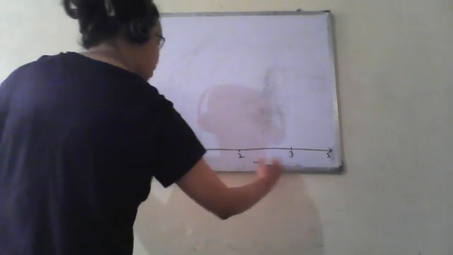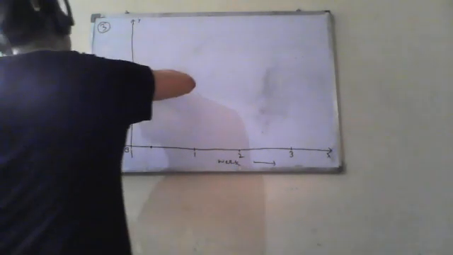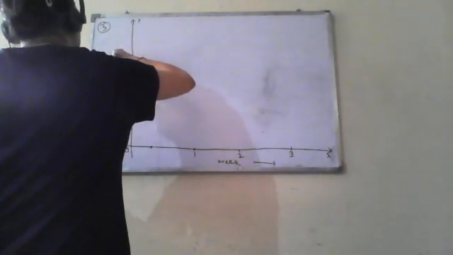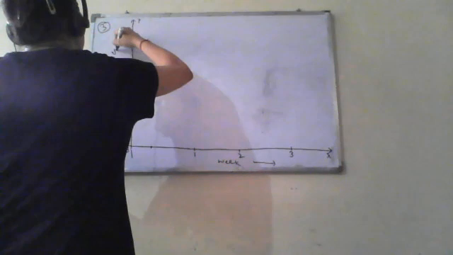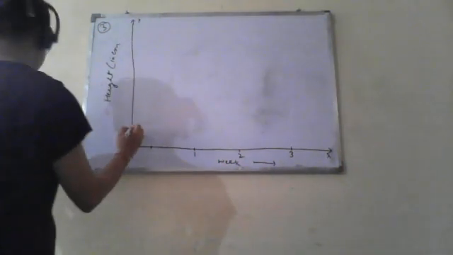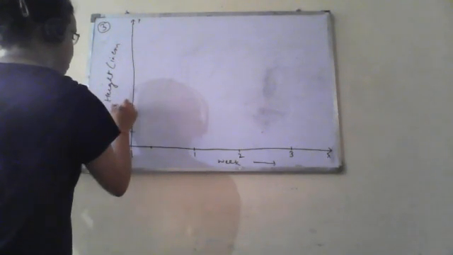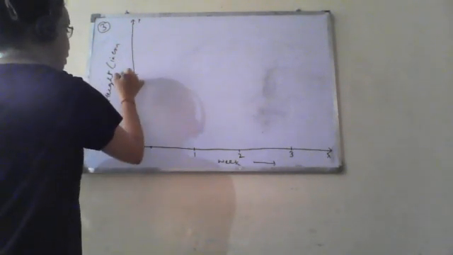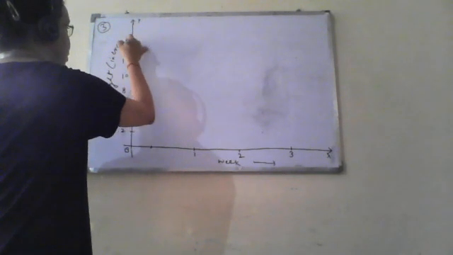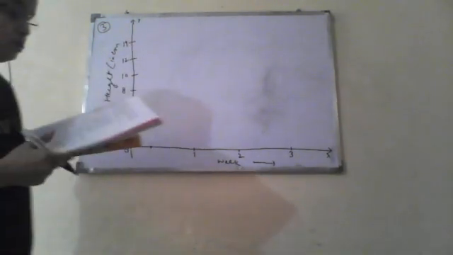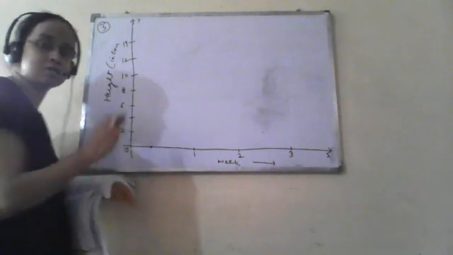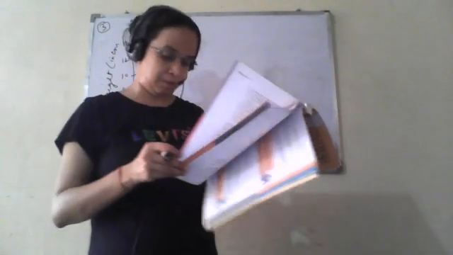On the x-axis we have taken weeks. On the y-axis they have taken height or growth. Okay, height in centimeters. See, it is 2, 4, 6, 8, 10, 12, 14. So the scale on the y-axis will be one small division equals 2 centimeters. Okay, here I have taken 2, 4, 6. That means one small division will be equal to 2 centimeters.